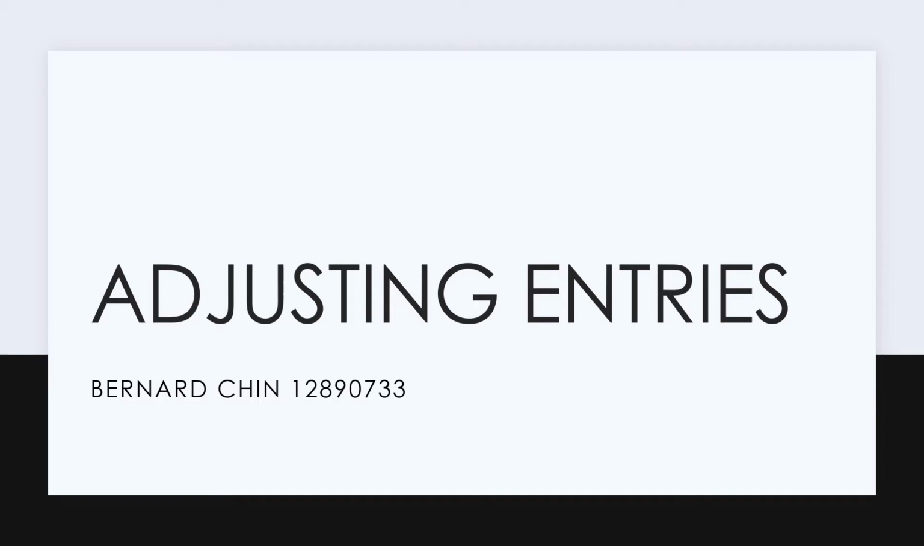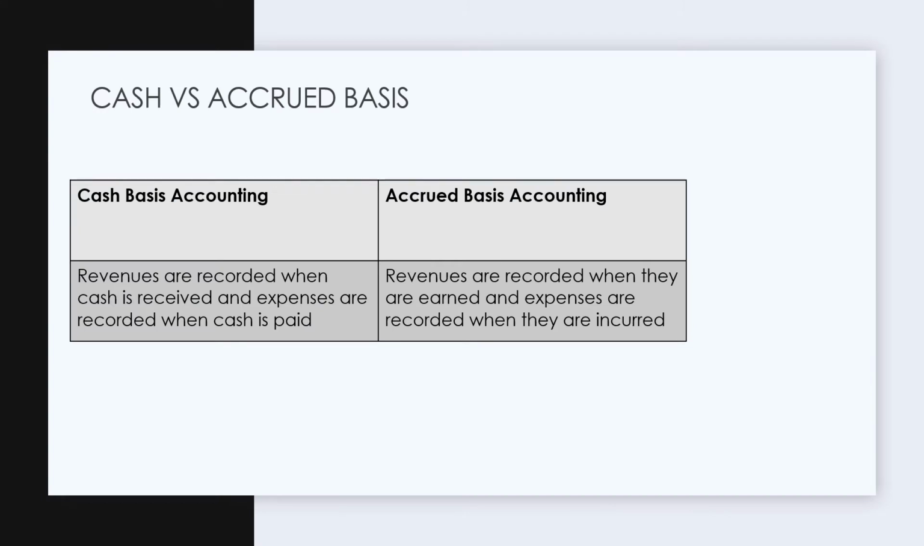Hello everyone, today we'll be talking about adjusting entries. In accounting, there are two ways of recording revenues and expenses: cash basis and accrual basis.